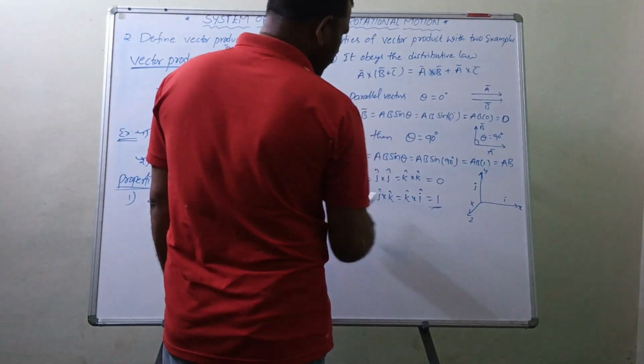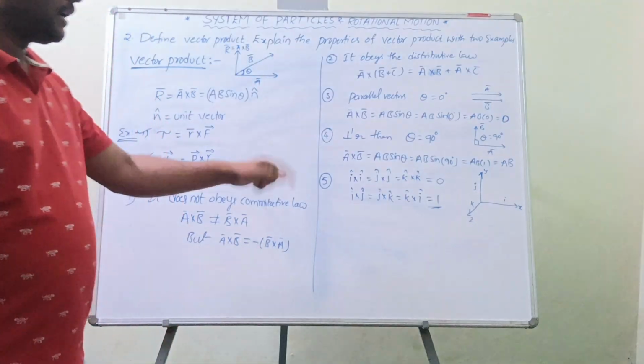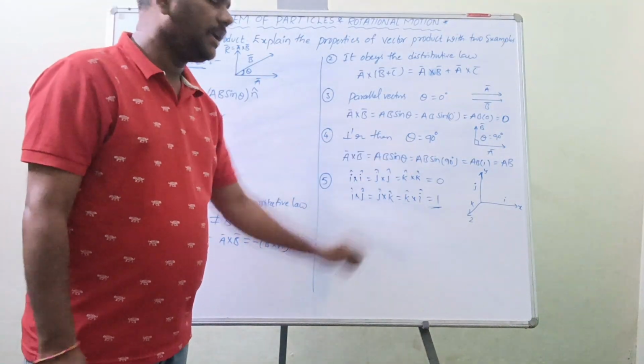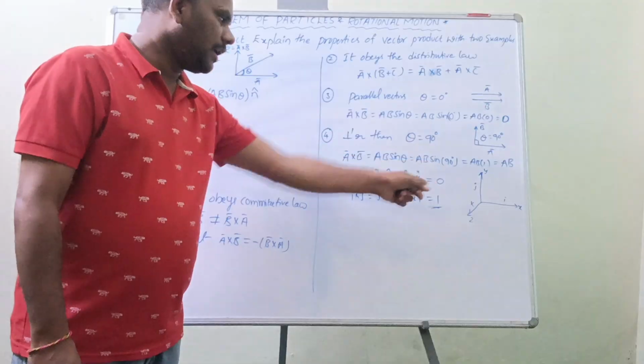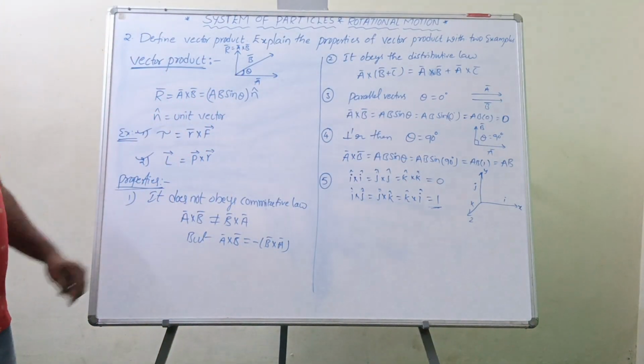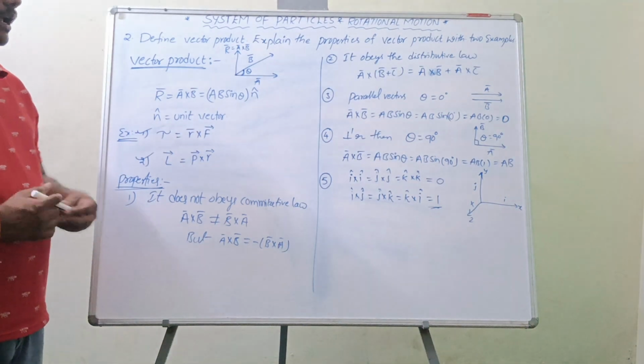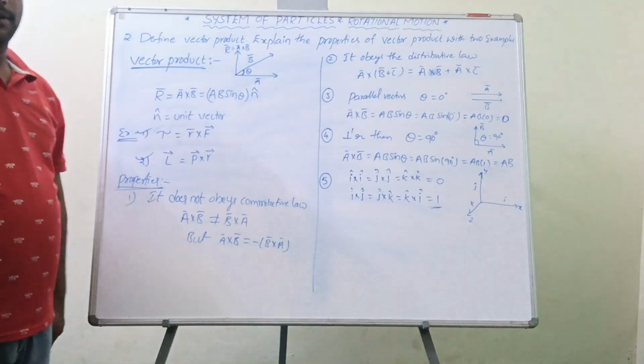So i and j are perpendicular. Perpendicular means 90 degrees, and then it gives the unit vector. So those vectors which are perpendicular give the unit vector, where theta is equal to 90 degrees. Those vectors which are parallel give a null vector.